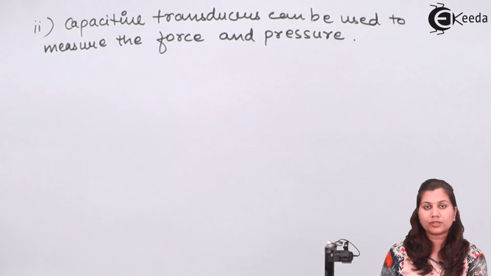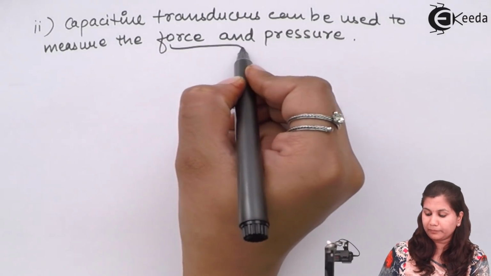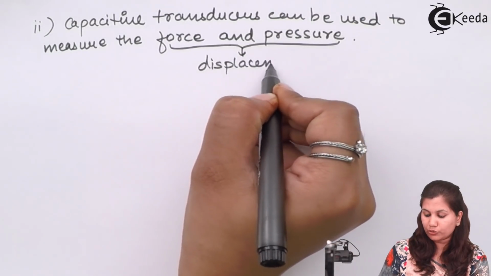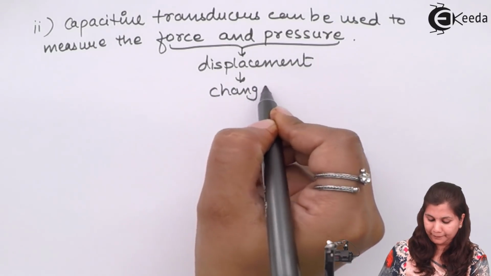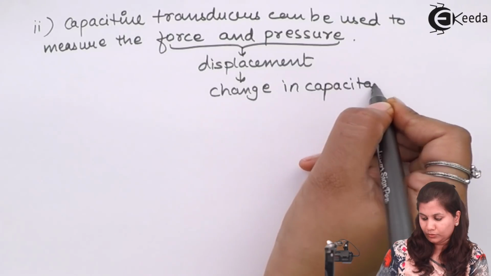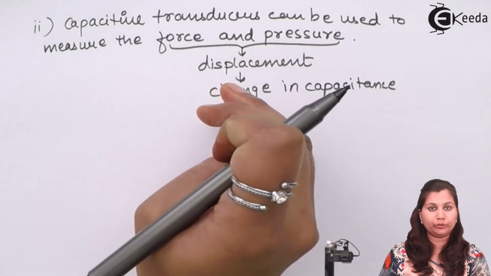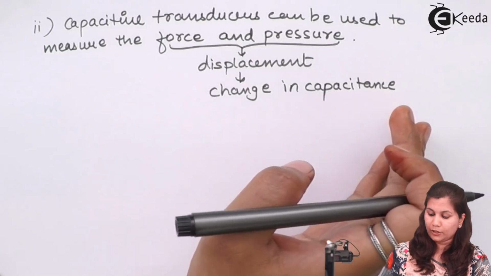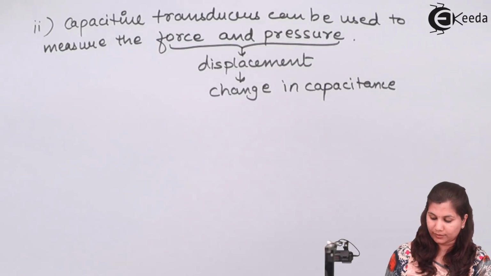The capacitive transducers can also be used for the measurement of force and pressure. First, the force and pressure are converted into displacement, and then the displacement is going to change the capacitance. So in this way, force and pressure can be measured. They will be first converted into displacement, and displacement is going to cause the changes in the capacitance. So indirectly, we can measure the force and pressure also with the help of capacitive transducers.